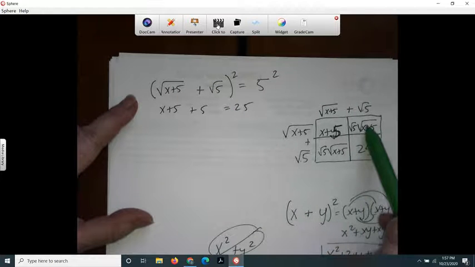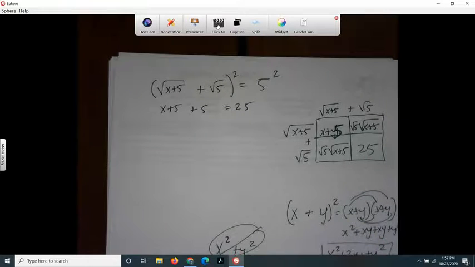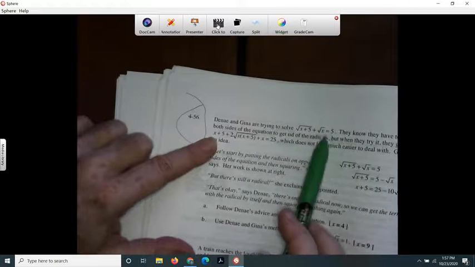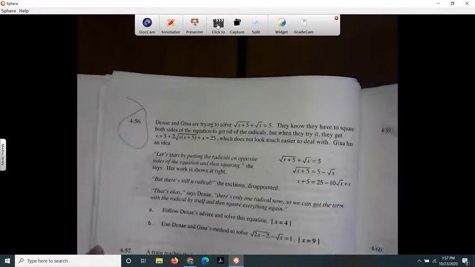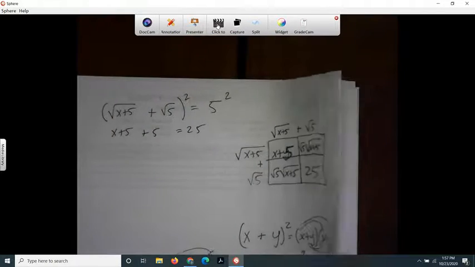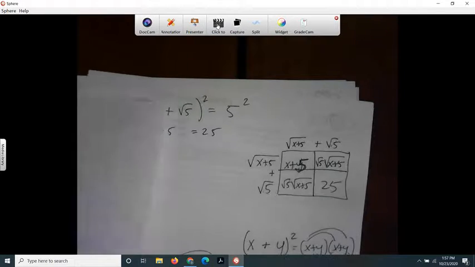There's 2 of these things. And so that's what it's saying in your book. It's saying that they squared both sides, but they got this big ugly mess. So what they're showing in the book is, you want to isolate one of the radicals first and then square both sides. So now I'll just go ahead and do the problem the right way.